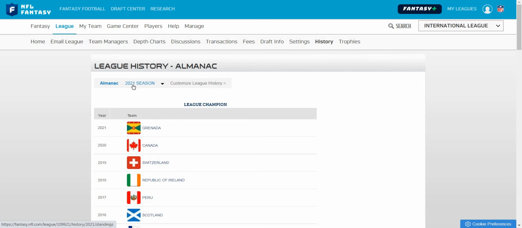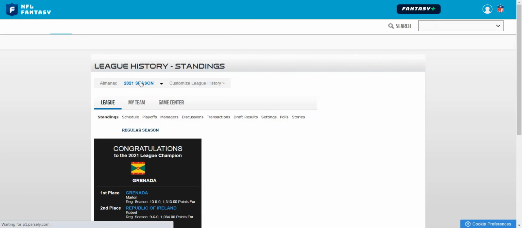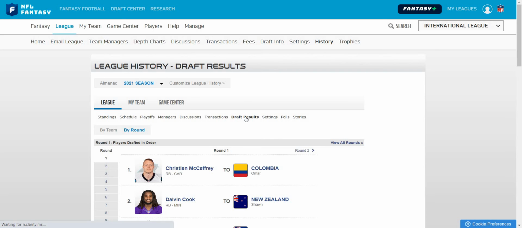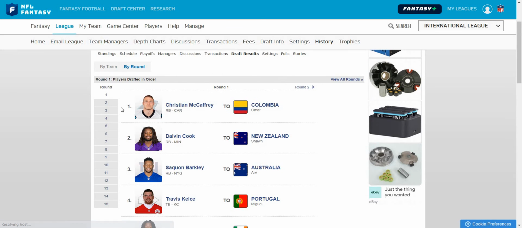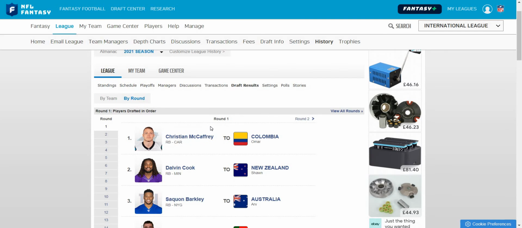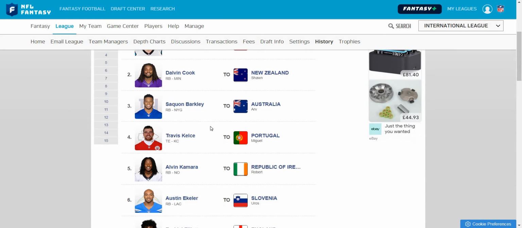click on 2021 season because that was last season. Then click on draft results and it will show you our live draft from last year. So you can look at them by round, all the players, or you can search by team. So I'm just going to pick a guy at random now. Let's say Tom Brady. So I don't know who had Tom Brady last year.